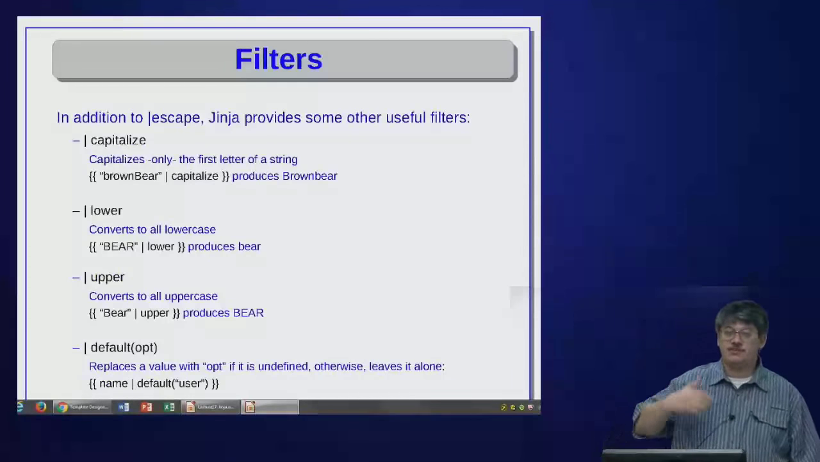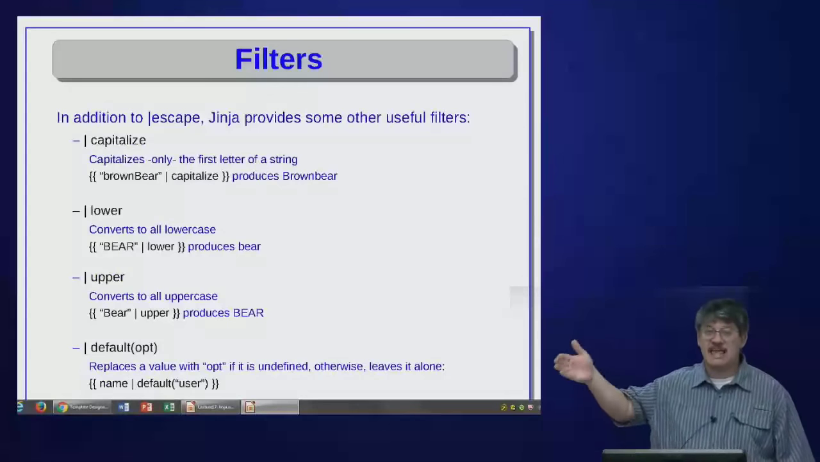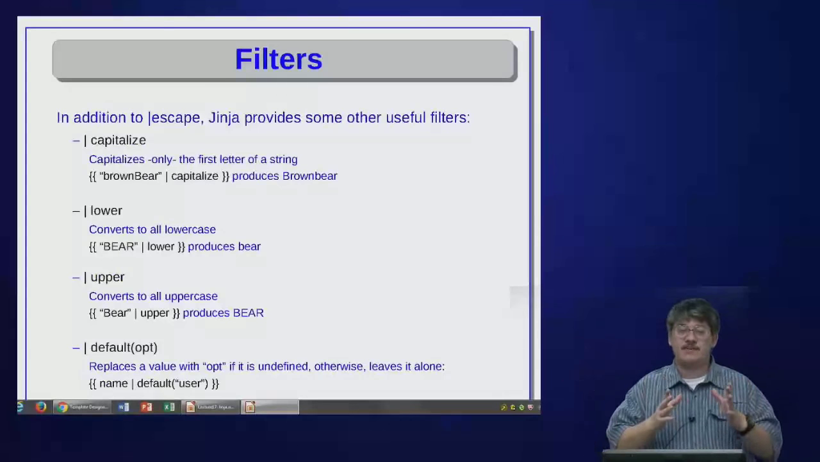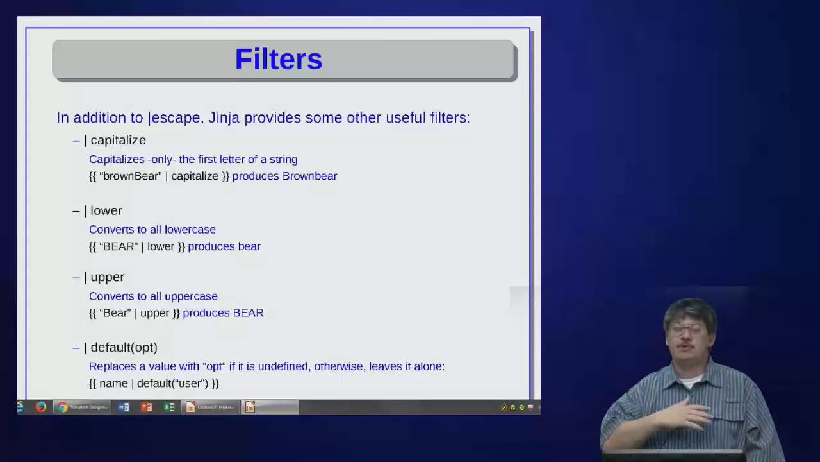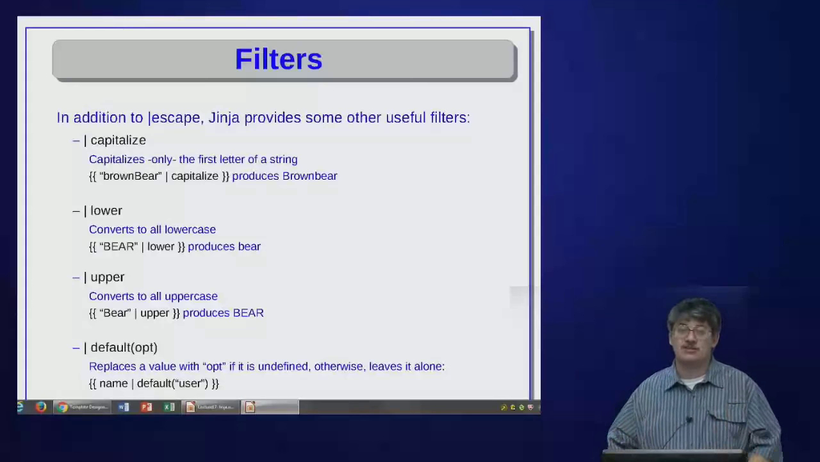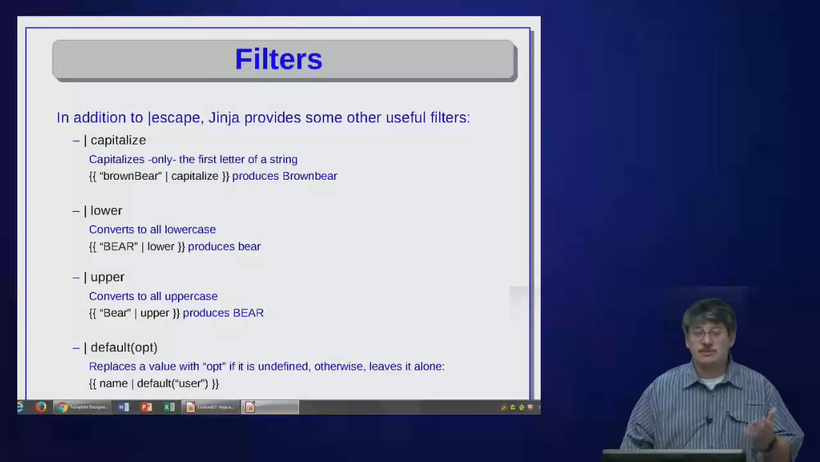So this is called using a filter. Pipe escape is one kind of filter. It takes the variable, and before putting it in the website, before embedding it in the template, it performs an operation on it that makes it safe. Well, we can perform other operations other than just escaping, and here are some of the ones that Jinja provides.